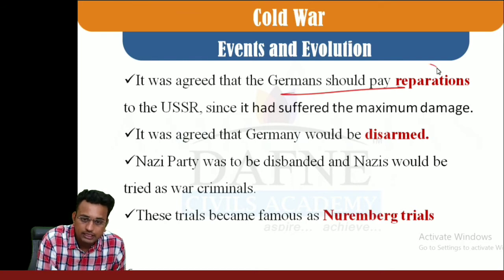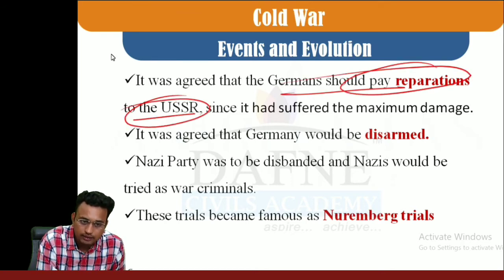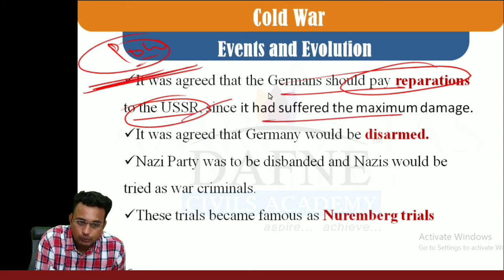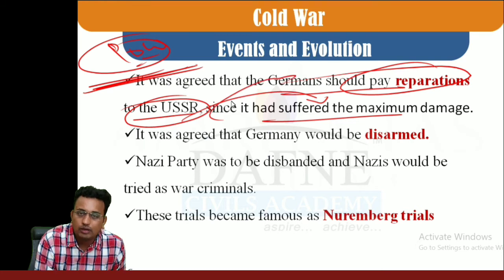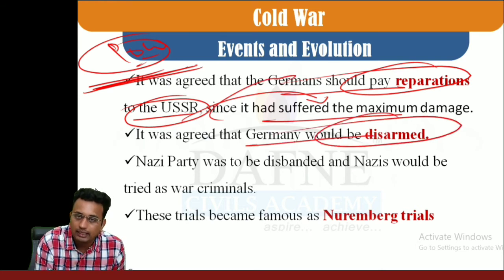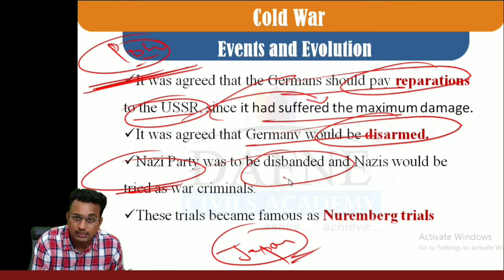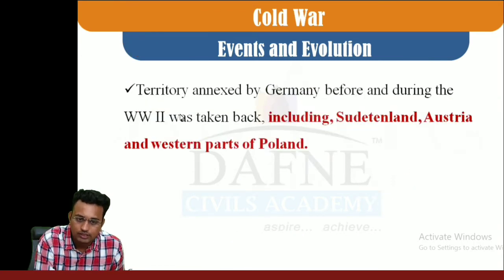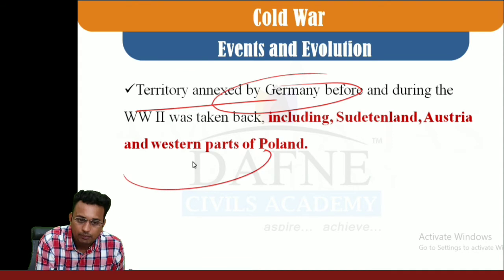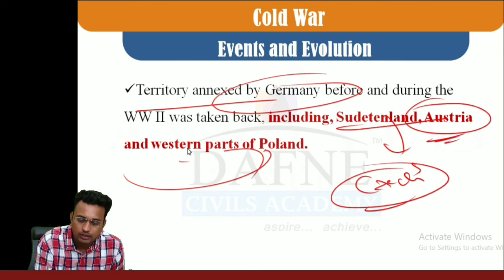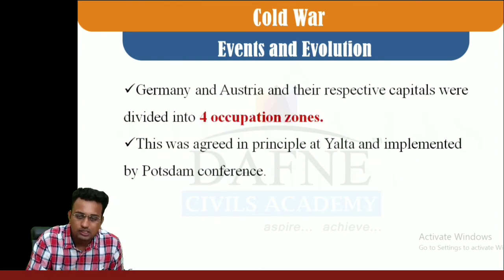It was agreed that Germans should pay reparations to the USSR, since the USSR suffered the maximum damage from Nazi Germany. Germany would be disarmed, and the same thing also happened to Japan. The Nazi party was disbanded, and the Nazis were sent for the Nuremberg trials. Territory annexed by Germany was taken back, including Sudetenland of Czechoslovakia. Austria also got divided, and so did the western parts of Poland.